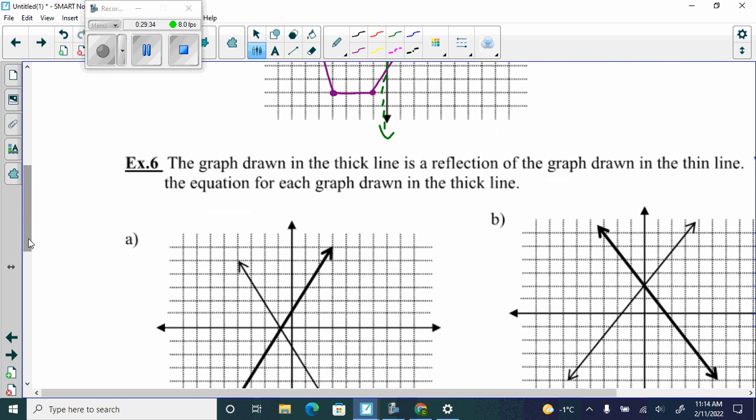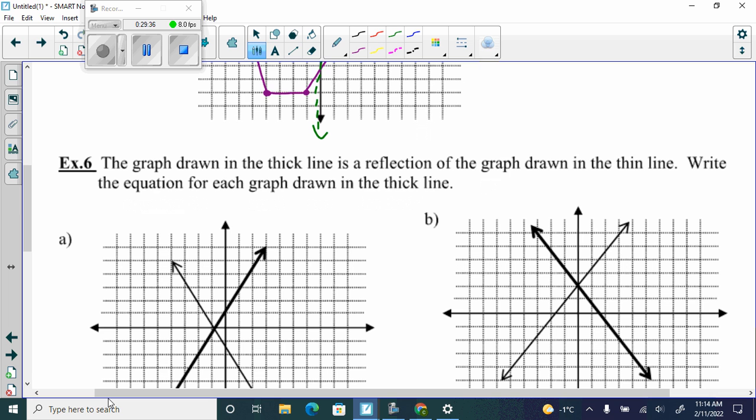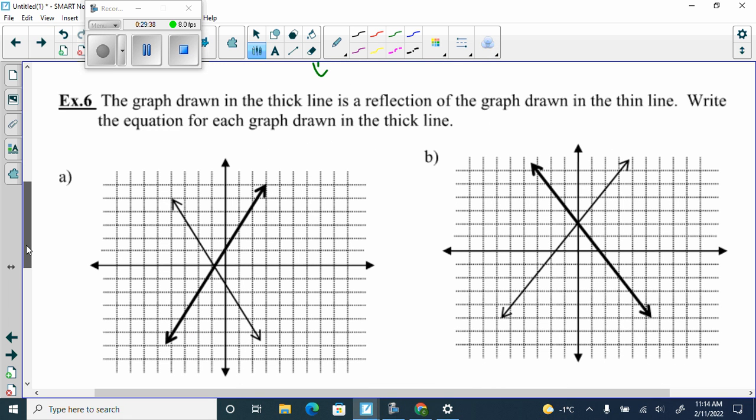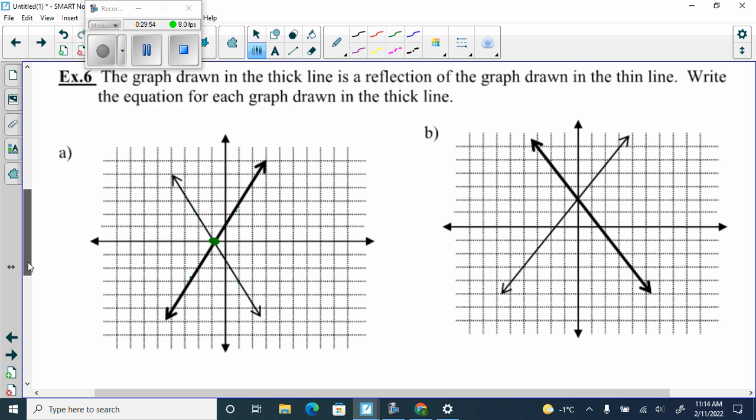This one here says the thick line is a reflection of the thin. So the thin's the original, the thick is the transformed. What's happening here? Reflection in the x, because where's the invariant point at? The x. And this is going here, and this arm's going here. So this is a reflection in the x-axis.